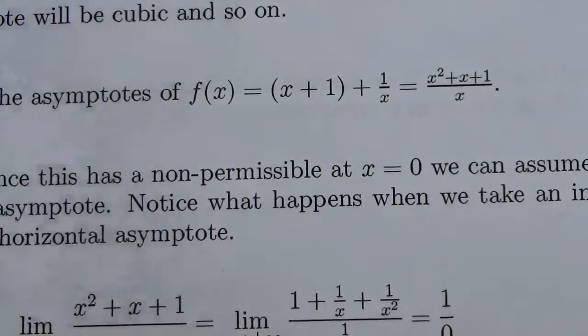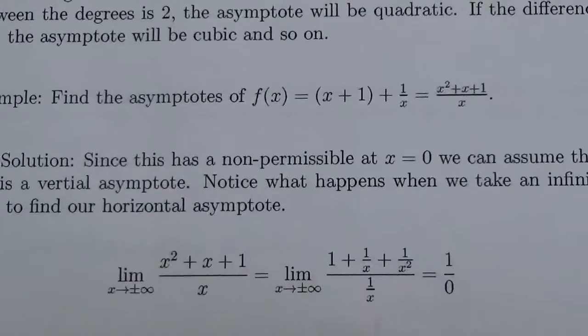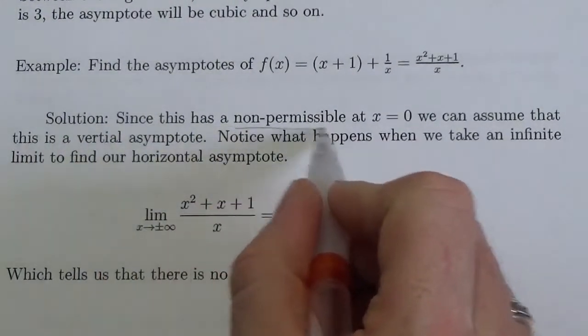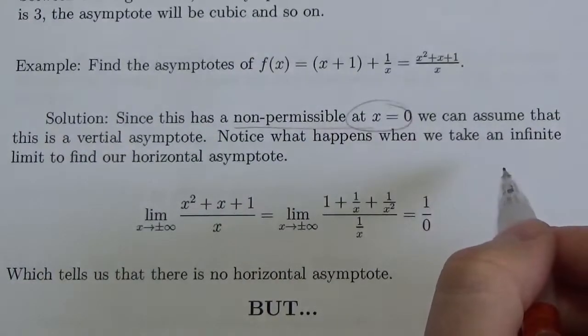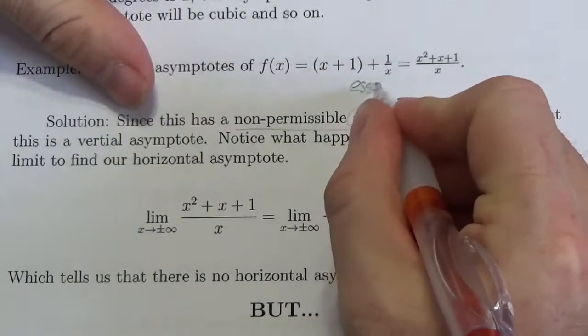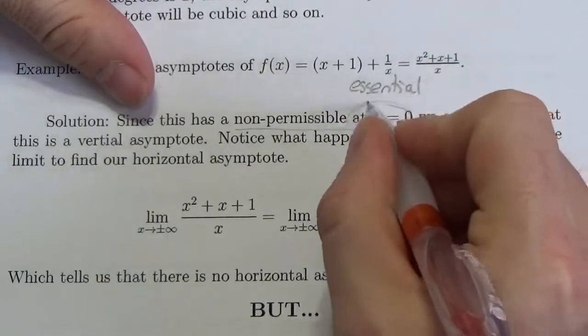Now, first of all, we'll back up just a little bit here. Okay, first of all, notice that we've got a non-permissible value here at x equals 0. Okay, and it's an essential discontinuity.